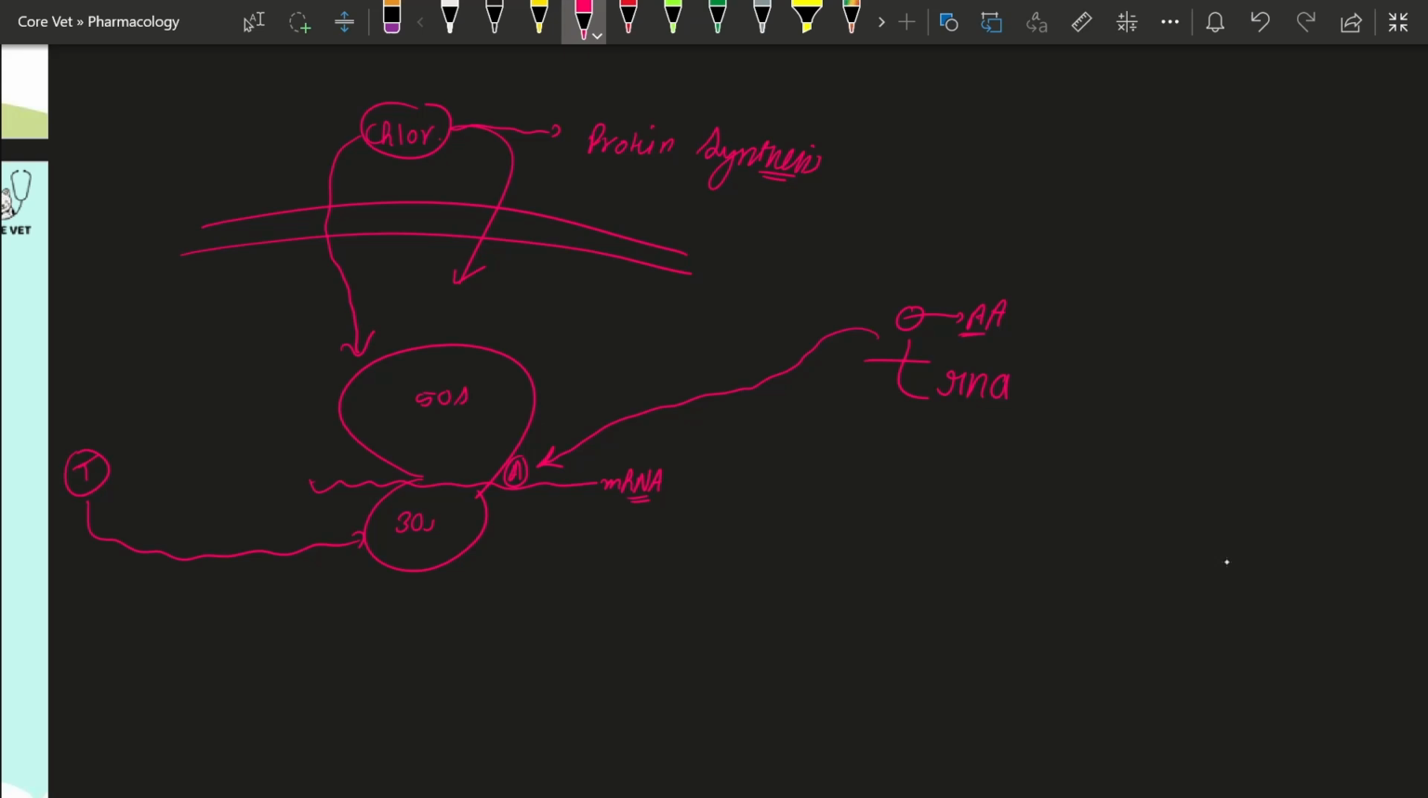So what's the major mode of action? Chloramphenicol is going to attack the 50S subunit, while the tetracycline was responsible for attacking the 30S subunit to inhibit the protein synthesis, right? So that's the difference in the mode of action between the tetracycline and the chloramphenicol. Both are going to inhibit the protein synthesis, but the site of action is different. Tetracycline acts at the 30S subunit while chloramphenicol acts at the 50S subunit. Both ultimately lead to the inhibition of protein synthesis only, but the site is different. I hope this is clear.